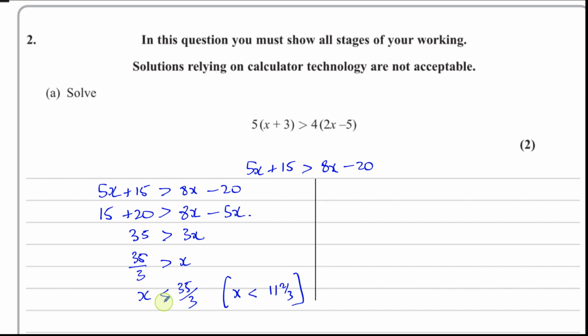But the important thing is that, in the end, you should write your x on the left side. If you leave it the other way it's still probably going to be acceptable, but it's best to put it on the left. If it says 35 over 3 is greater than x, then x must be less than 35 over 3, just by using a bit of logic. So that's the answer, and that's how I would normally answer the question. However, there is an alternative method that people would use, and there's nothing wrong with using either of these 2 methods. So I'm going to show you how it works.